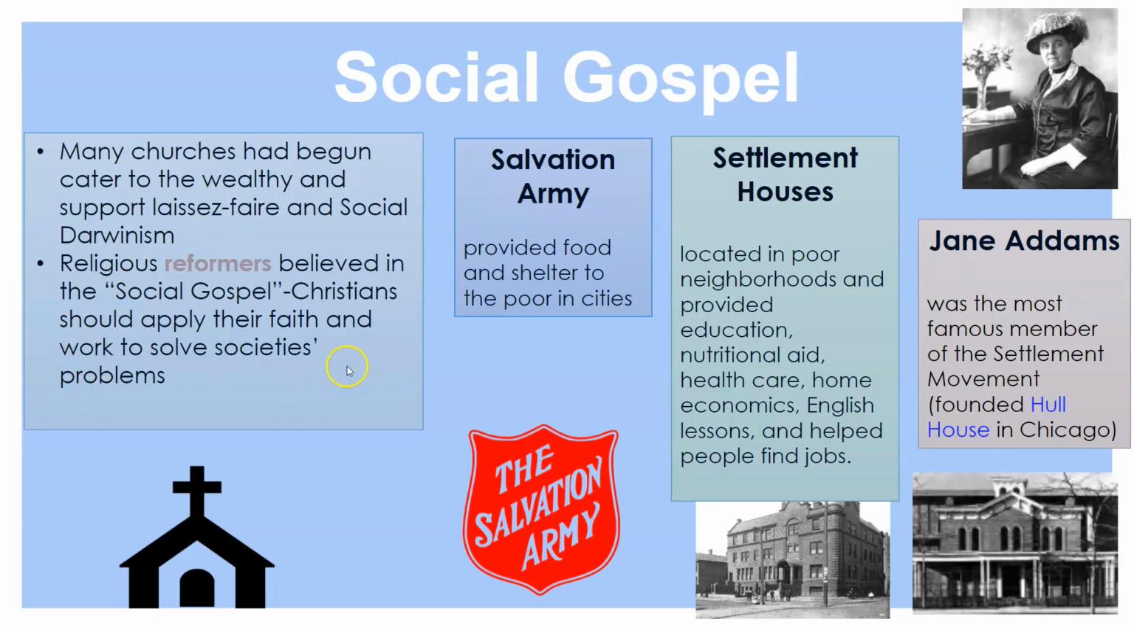make it better. The Salvation Army was an organization that came about during this time, providing food and shelter to the poor in cities. Settlement houses were built in poor neighborhoods and provided education, nutritional aid, healthcare, home economics, and English lessons to immigrants, and helped people find jobs. This lady, Jane Addams, was the most famous member of the settlement movement, and the home that she created was called Hull House. Hull House was the settlement house that she created in Chicago.